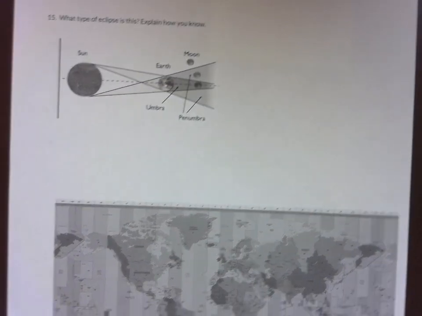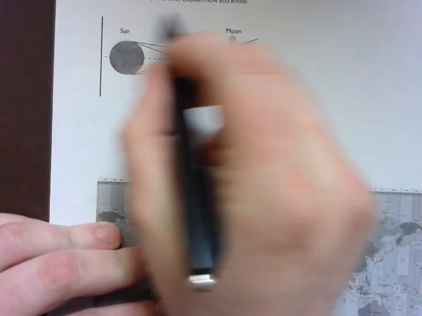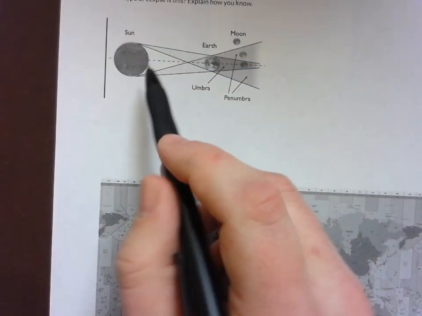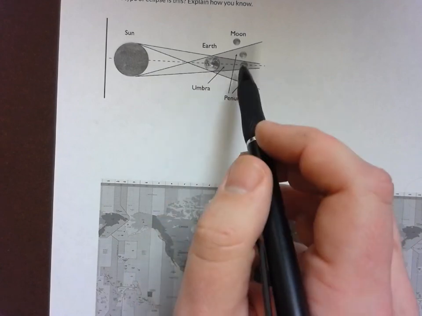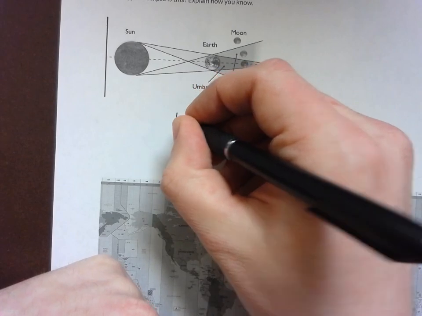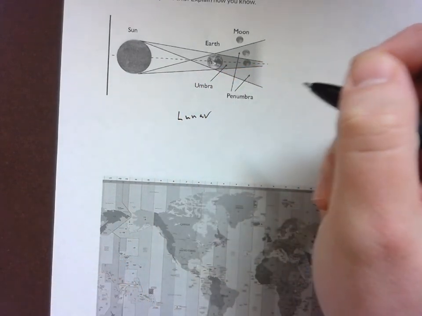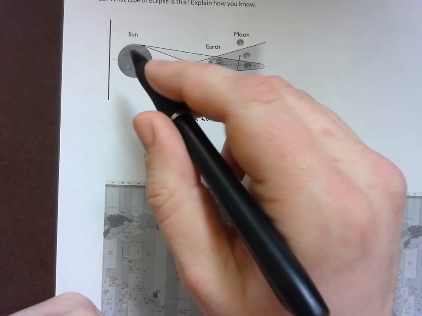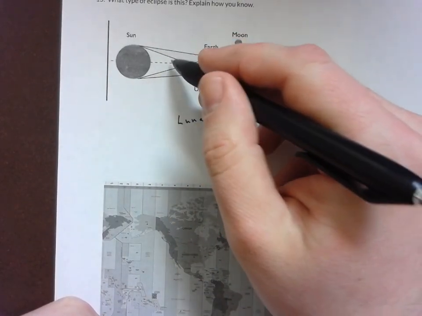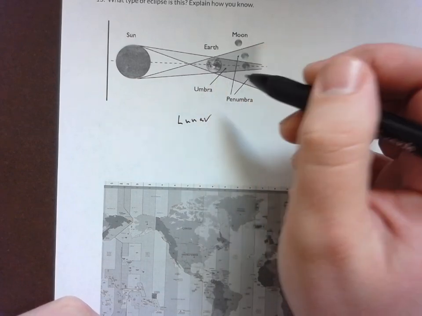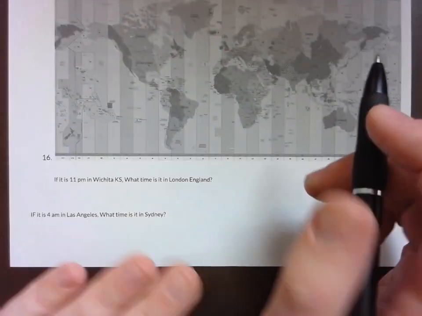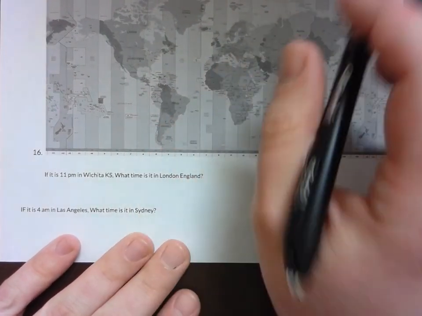So that's page 2. What type of eclipse is this? Because the earth is between the sun and the moon, this gives me a lunar eclipse. So the sun and then the earth and the moon. If it were opposite and the moon were here and there was earth, we would have your solar eclipse.